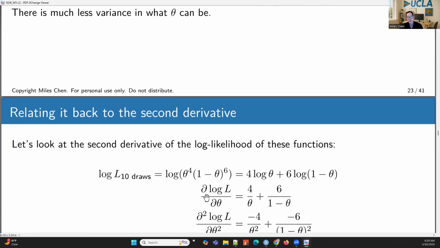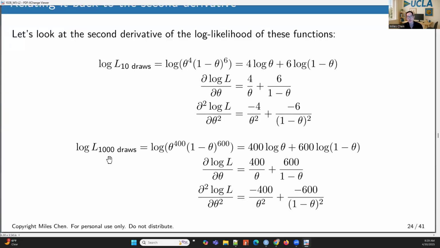Okay. So if we think about the second derivative of these log likelihood functions, if I take the likelihood function, I take the log of this, I get 4 log theta plus 6 log 1 minus theta. And then the second derivative looks like this. And here it is for the 1,000 draws. It's basically the same thing, except instead of theta to the fourth, I have theta to the 400. So I'm going to get 400 times log theta and 600 times log 1 minus theta.